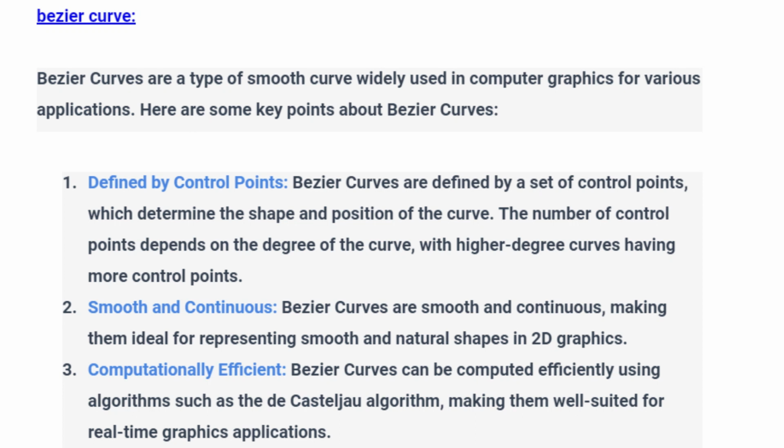Bezier curve. Bezier curves are a type of smooth curve widely used in computer graphics for various applications. Here are some key points about Bezier curves. Defined by control points, Bezier curves are defined by a set of control points which determine the shape and position of the curve. The number of control points depends on the degree of the curve, with higher degree curves having more control points. Smooth and continuous, Bezier curves are smooth and continuous, making them ideal for representing smooth and natural shapes in 2D graphics.